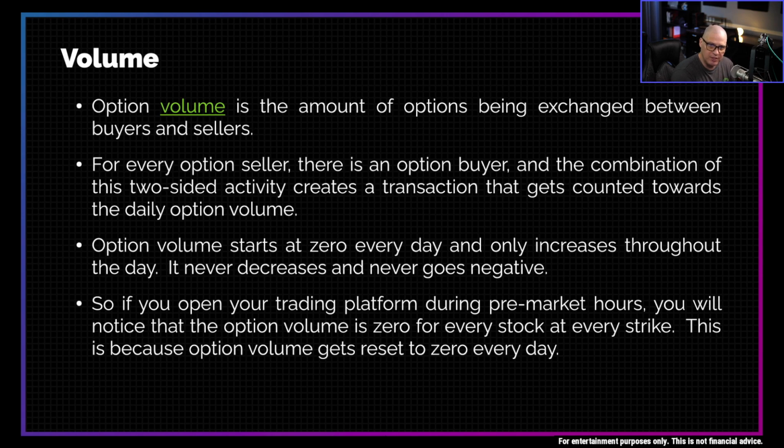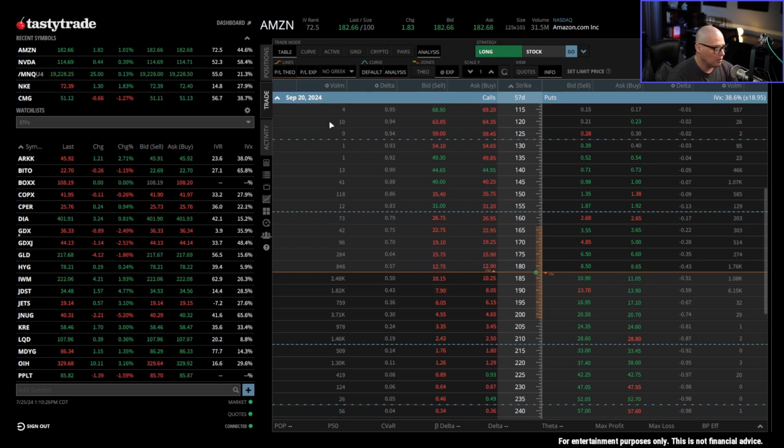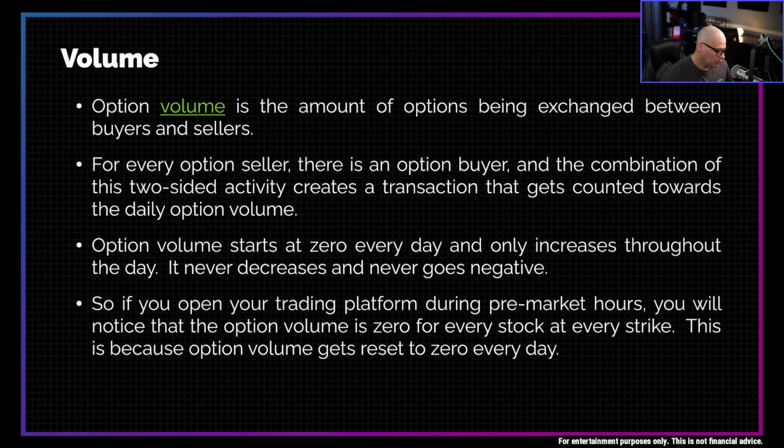So the number starts at 0 pre-market. If I would have been in the options chain pre-market, before the stock market actually opened, all these numbers would be 0, because before the stock market opens, you can't trade options on these stocks. So volume resets to 0 every day, and throughout the day, as people buy and sell options, this number increases. It never decreases. It can't go down. It can never go negative either. So that is volume. Volume is pretty straightforward to understand because it's very similar to when you're checking stock volume.